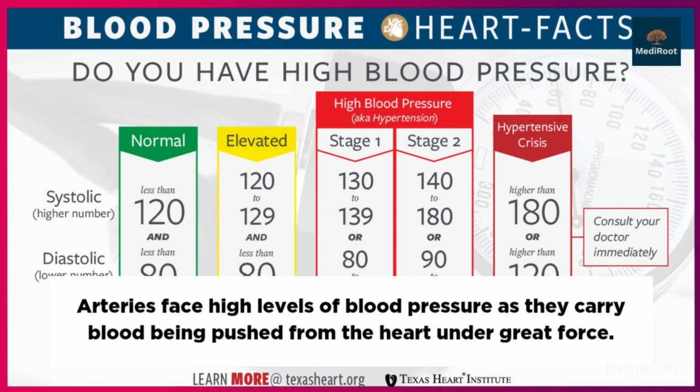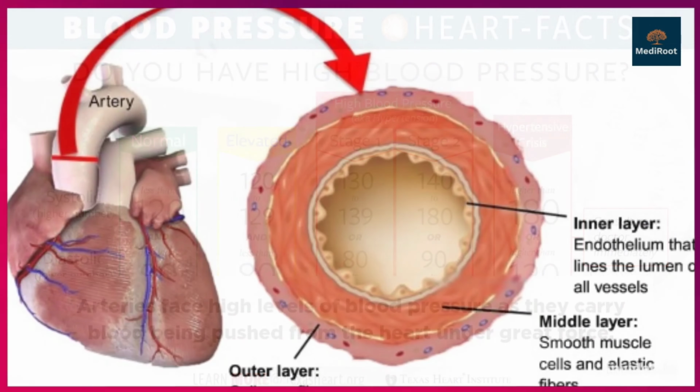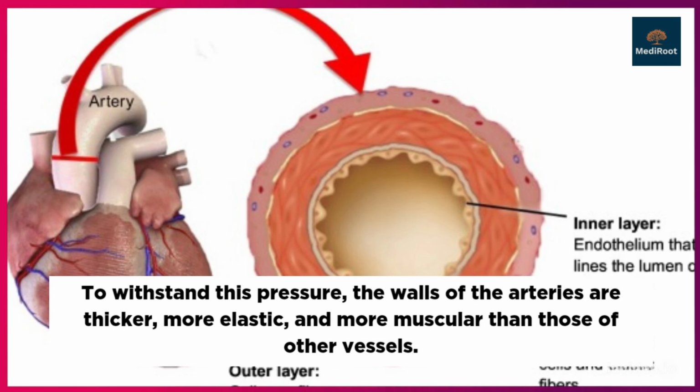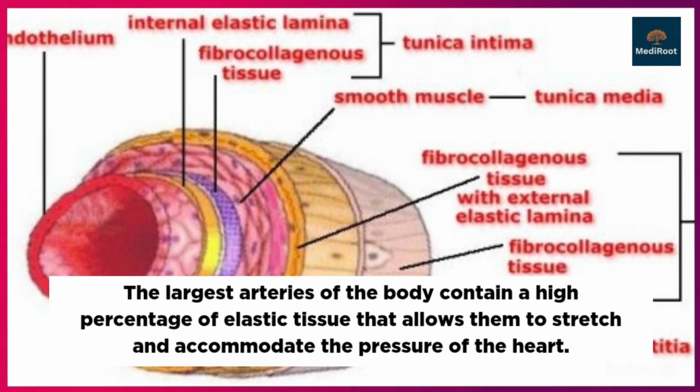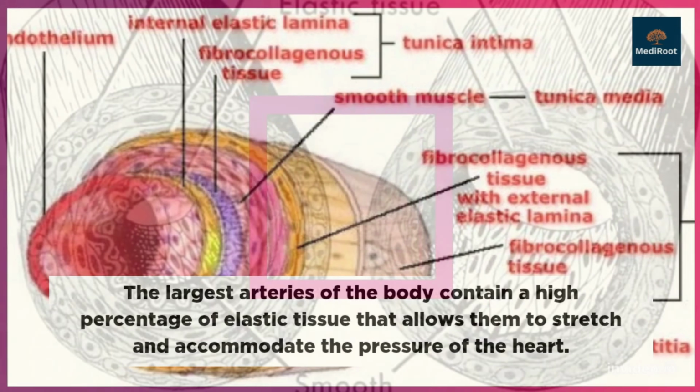Arteries face high levels of blood pressure as they carry blood being pushed from the heart under great force. To withstand this pressure, the walls of the arteries are thicker, more elastic, and more muscular than those of other vessels. The largest arteries of the body contain a high percentage of elastic tissue that allows them to stretch and accommodate the pressure of the heart.